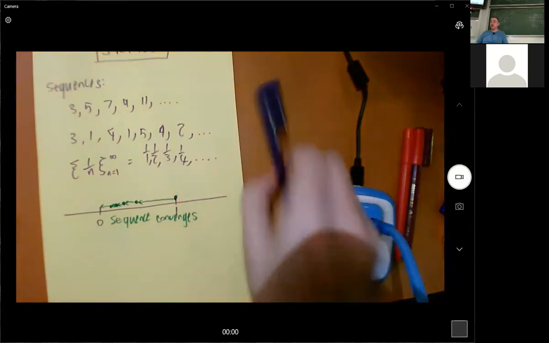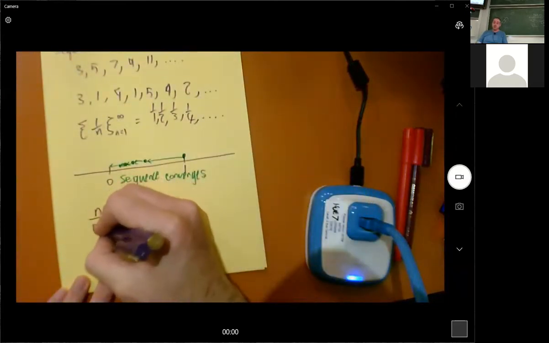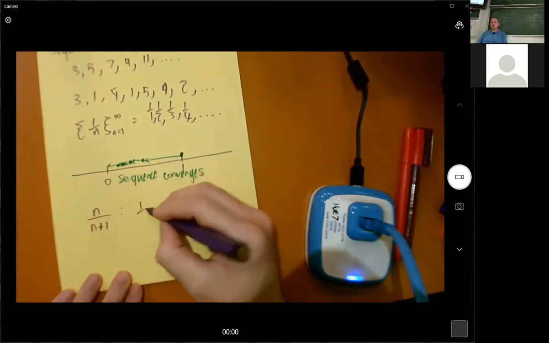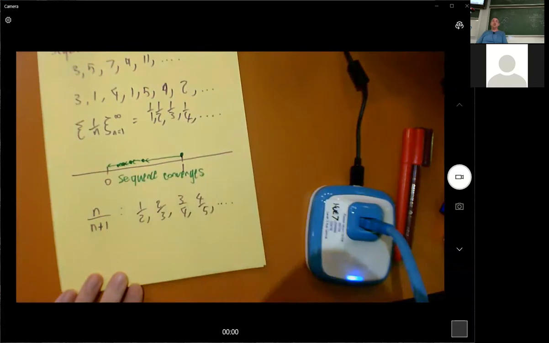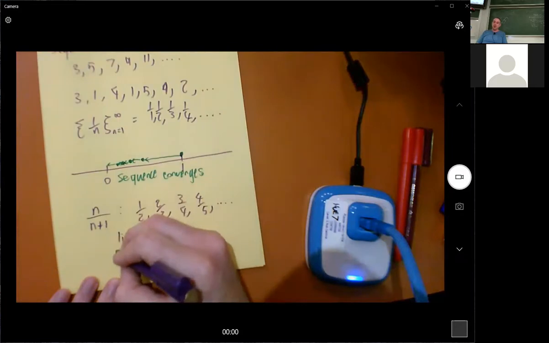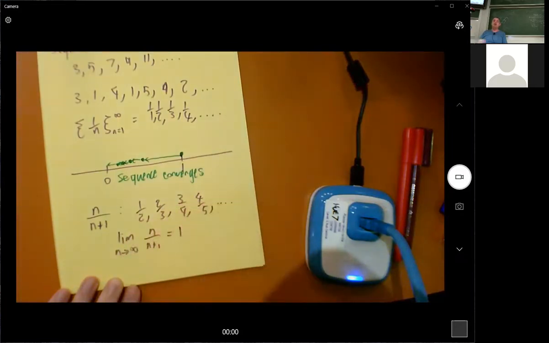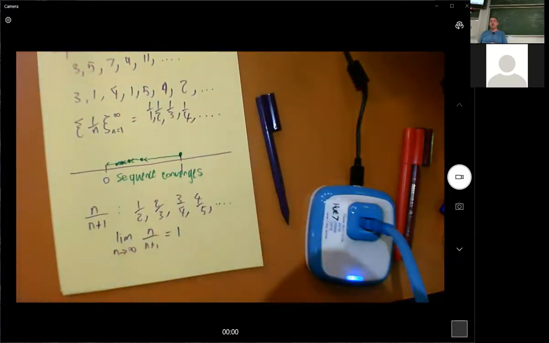Classic one is this one, which is this. That converges to 1. So yeah, 4/5 is closer to 1 than 3/4, and 5/6 is closer to 1 than 4/5, because you're removing a smaller bit from the whole each time. And so when we talk about what it converges to, we write the limit as n goes to infinity of n over n plus 1 is 1. So this is short. In words, you could say this sequence converges to 1.